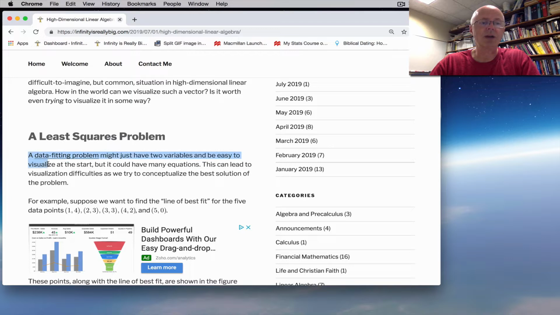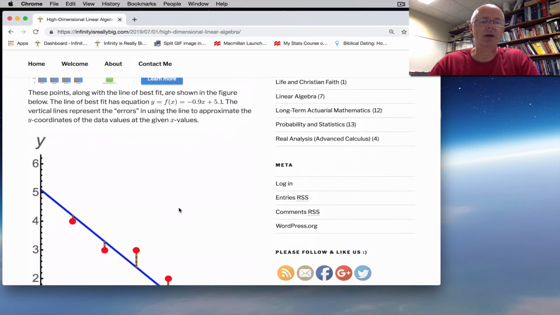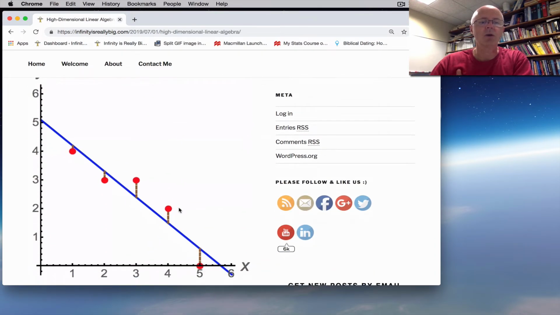It's data fitting. We've got a bunch of data points. We've got 5 points here, coordinates (1, 4), (2, 3), (3, 3), (4, 2), and (5, 0). And if you plot these points, you'll see that they do not lie on a straight line in rectangular coordinates. However, they're almost along a line. There's sort of a linear trend to the data. And we want to find what's called the line of best fit, which is what you see right here. So the red dots are the data points, and the blue line is the line of best fit.